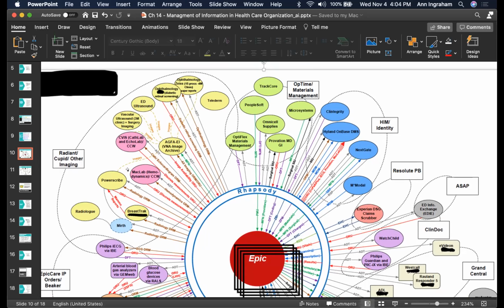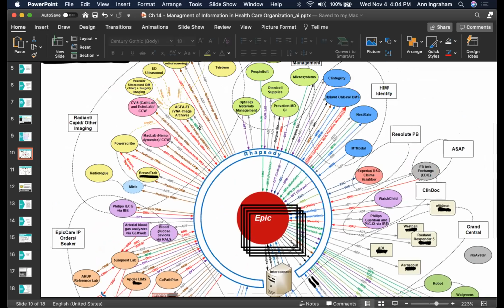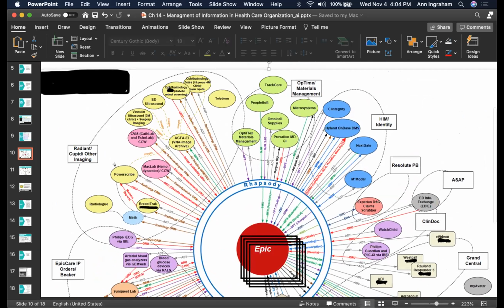Here is the radiology, and so for radiology, cardiology, their imaging, these are some of the computer systems that they use for this particular organization, right? So you can see PowerScribe, Radiolog as an example. Uptime, materials management. So this is for like the surgery department, right? So each of these departments has a different computer system, right? HIM, so for the health information management, the records department, right? M-Modal was like a transcription software, as an example. Highland Onbase is where they store documents, like a document store, okay?